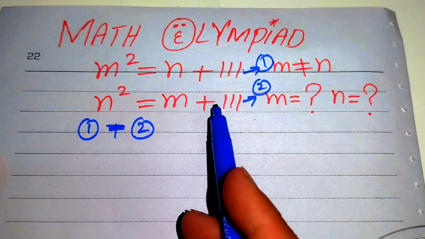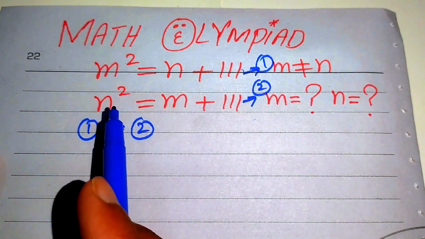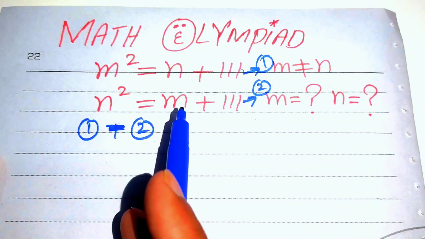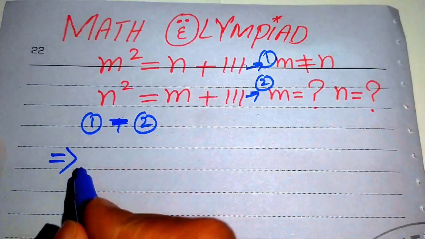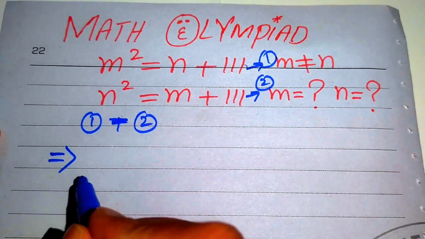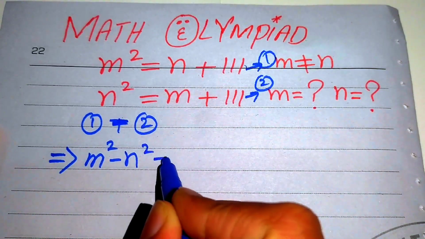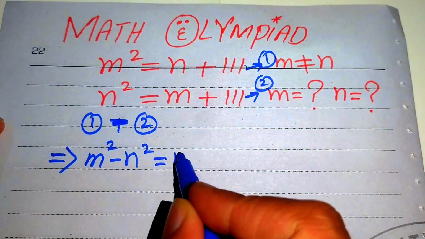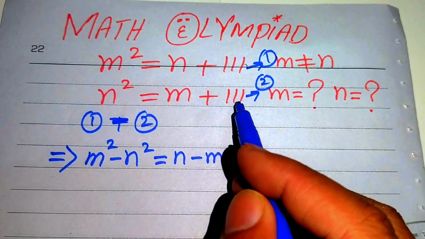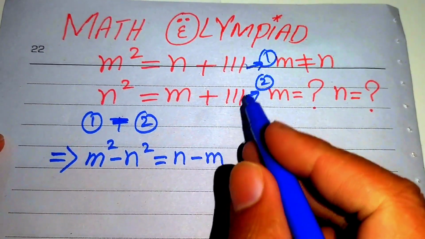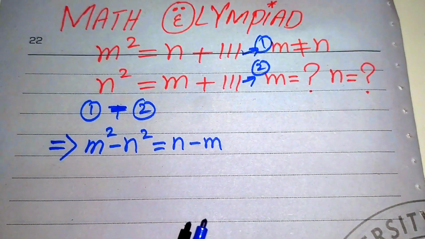Now first we subtract equation number 1 and equation number 2. If we subtract these two equations, it means that we subtract the left hand side from the left hand side and the right hand side from the right hand side. So we write on the left hand side m square minus n square equals, here we have n minus m, and when we subtract 111 by 111, these cancel each other, so we obtain 0. So we get m square minus n square equals n minus m.